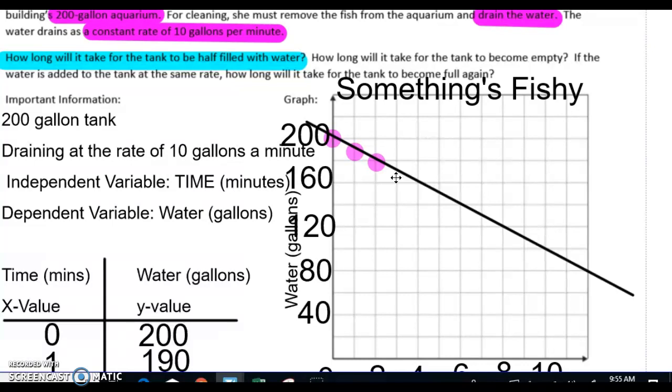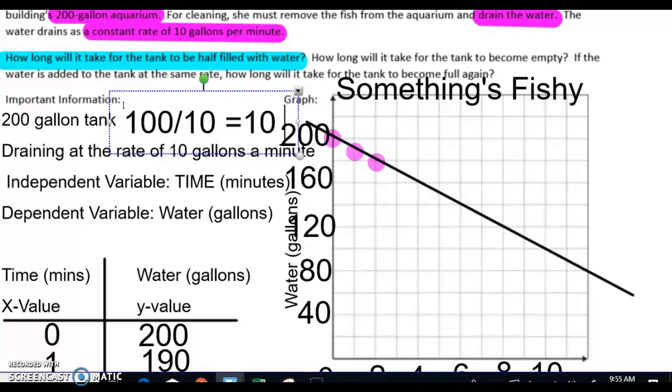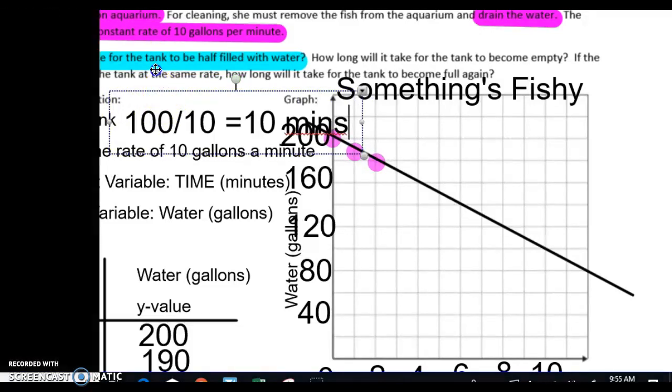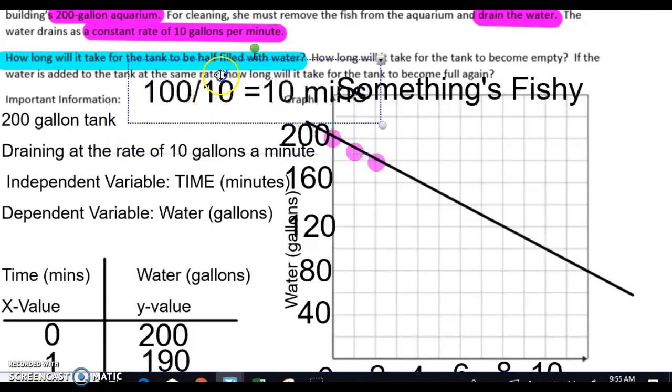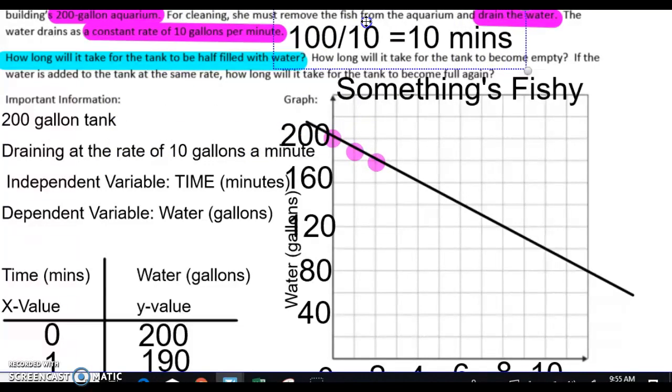I know that the tank is subtracting 10 gallons of water every minute. And I know that half of 200 gallons is 100 gallons. So what I need to do is I need to do 100 divided by 10, and that's going to give me 10 minutes. So in 10 minutes, the tank is going to be half full with water. So that's the answer to my first question.